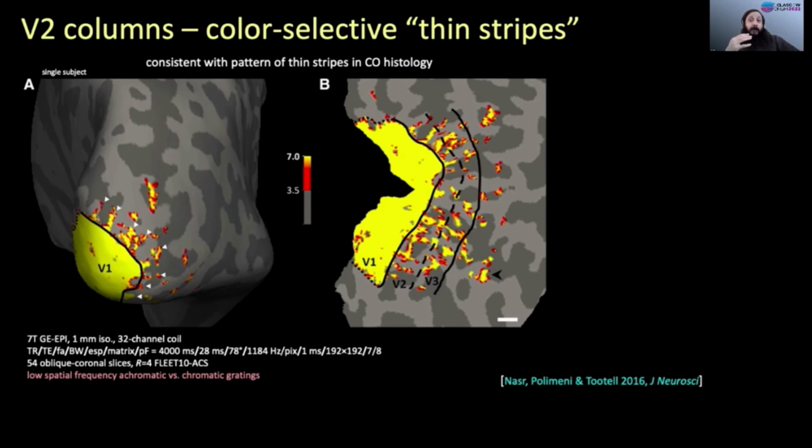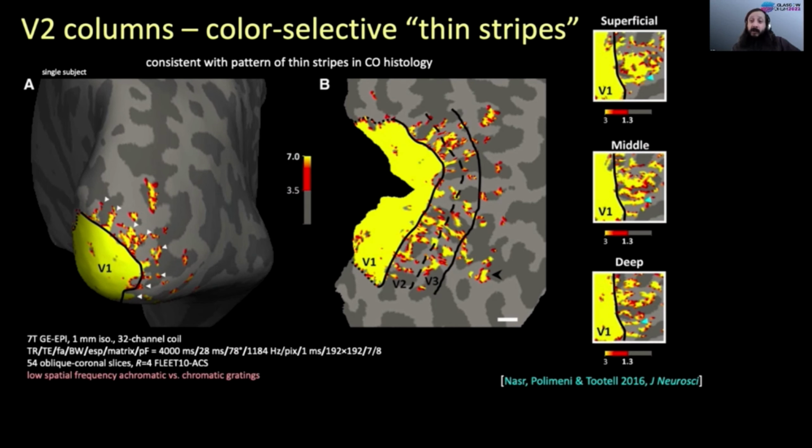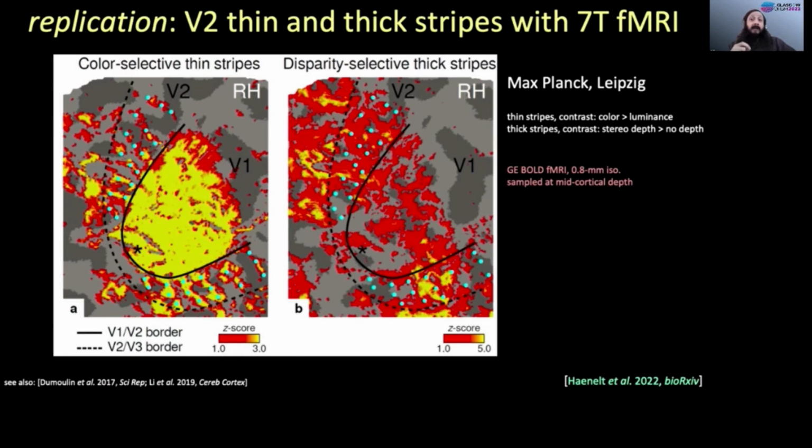And so we've also used this approach to look at columnar systems outside of V1, such as the V2 thick-thin pale stripe system. And in this case, I'm showing only the color-selective thin stripes. You can see these columnar stripes extending perpendicularly from the V1, V2 border, here in the inflated representation on the left, and in the flattened representation on the right. Now, if we sample this activation in the superficial gray matter near to the pial veins, we cannot resolve these stripes. But as we sample deeper, closer to the white matter, the columnar pattern becomes more distinct. And so these V2 stripes have now been seen by several groups, with this especially clear example from the Max Planck group in Leipzig, again using gradient echo BOLD sampling away from the pial surface.